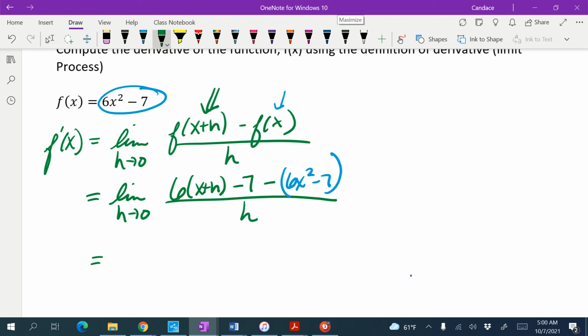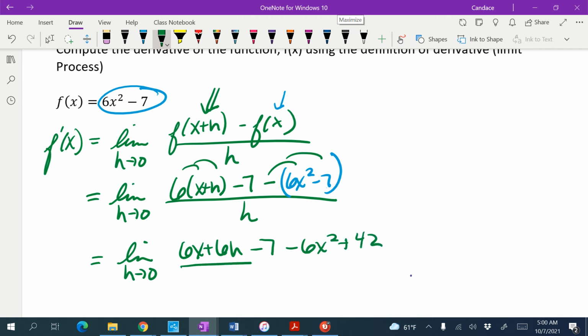Let's go ahead and see what happens when we distribute some things. So we have the limit as h approaches 0. I'm going to distribute this 6. So 6x plus 6h minus 7. Then we're going to distribute the negative, so minus 6x squared plus 7, all over h. And then I am noticing I had a big typo. Sorry about that. This was supposed to have a squared on it because of the squared right there, because I didn't write that out properly. So let's try this again.